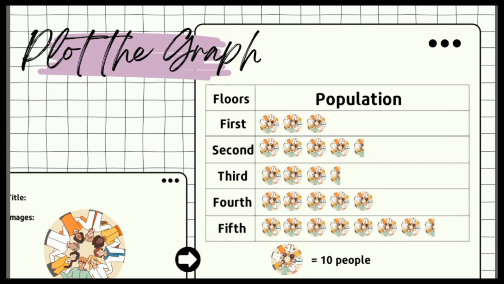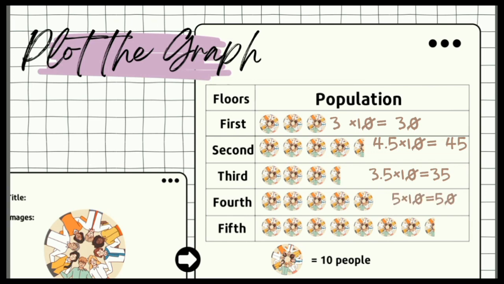In first floor we have 30 people, in second floor we have 45, in third floor we have 35, in fourth floor we have 50, and in fifth floor we have 75. Hence, by using pictograph, we can see that the given data becomes more visually appealing and easy to interpret.